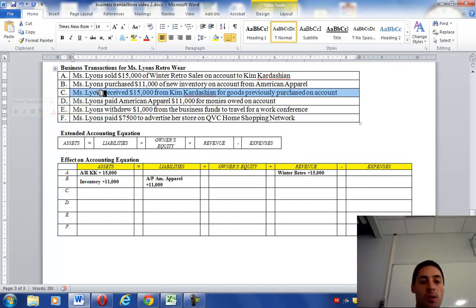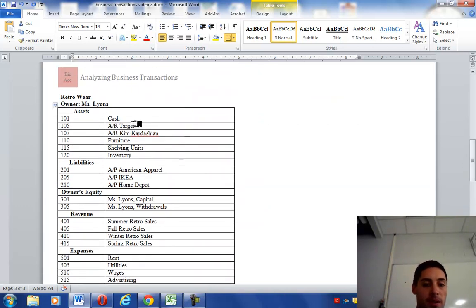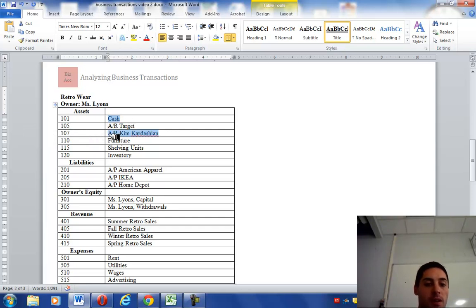Okay, now transaction D is going to be the same thing, but this time it's the business paying their money owed on account. So Ms. Lyons paid American Apparel $11,000 for money owed on account. She paid American Apparel, so cash is going to be affected. It's going to go down. And why does she lose money? Because she's paying off her liability, specifically her AP American Apparel. So that's going to go down. Let's go ahead and record this.